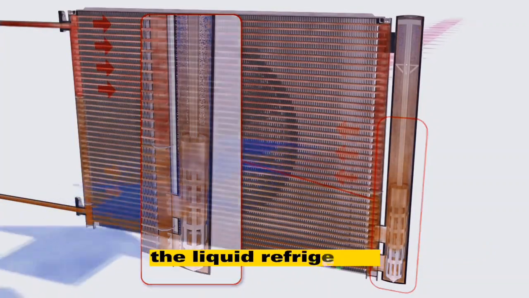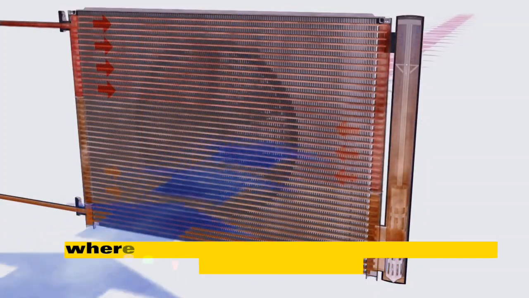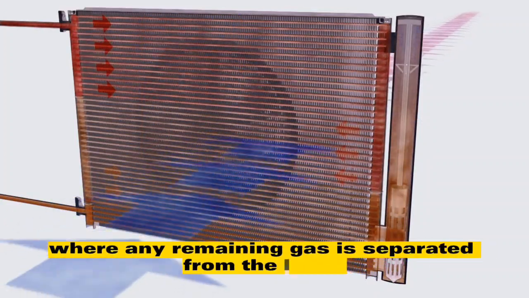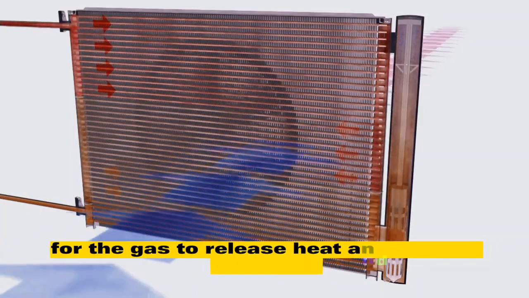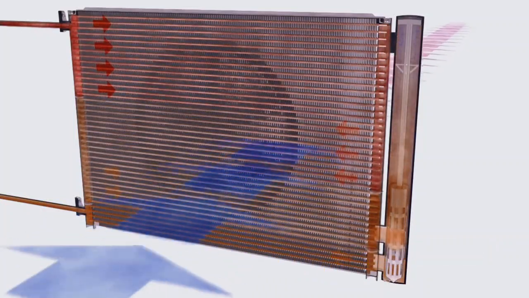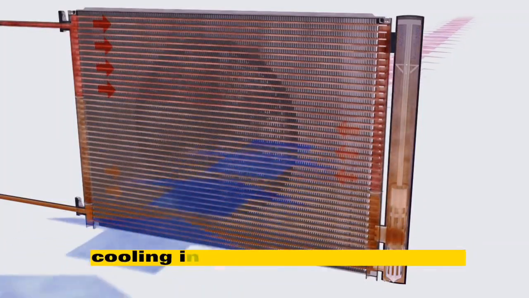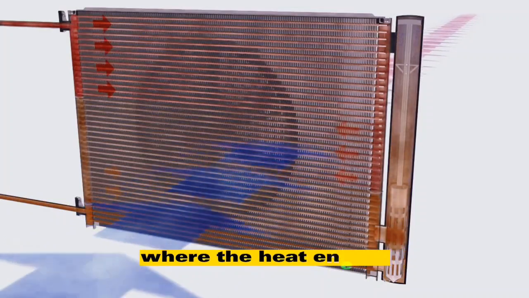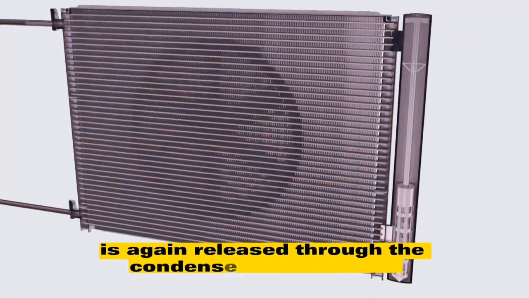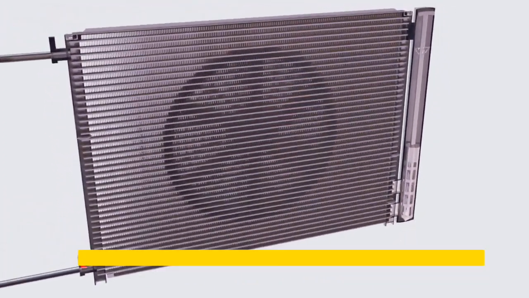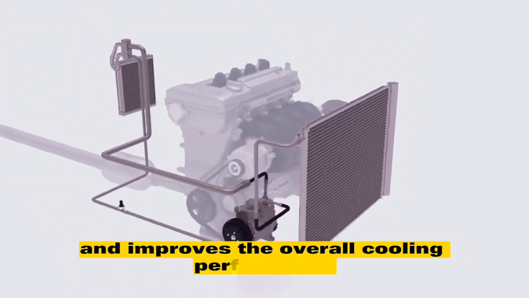The liquid refrigerant then passes to the gas-liquid separator section, where any remaining gas is separated from the liquid, providing further opportunity for the gas to release heat and change to a liquid. The liquid refrigerant then receives additional cooling in the subcooling section, where the heat energy contained in the liquid refrigerant is again released through the condenser fins to the air. This further reduces the temperature and improves the overall cooling performance.